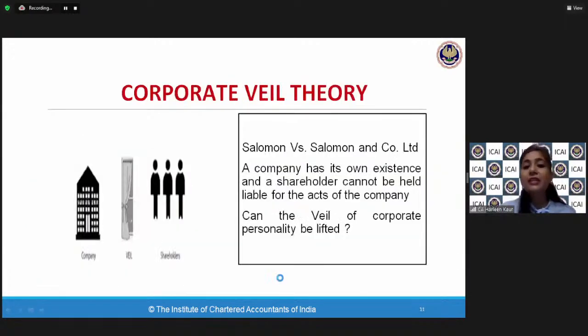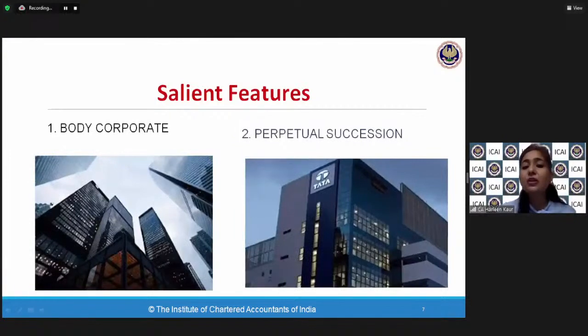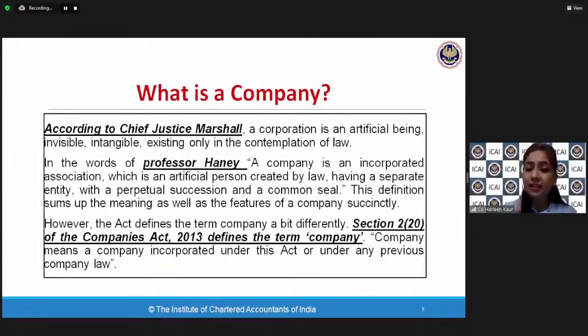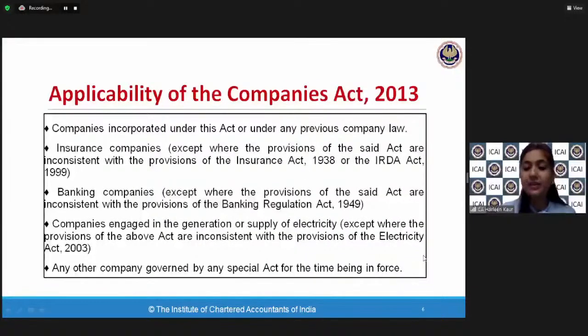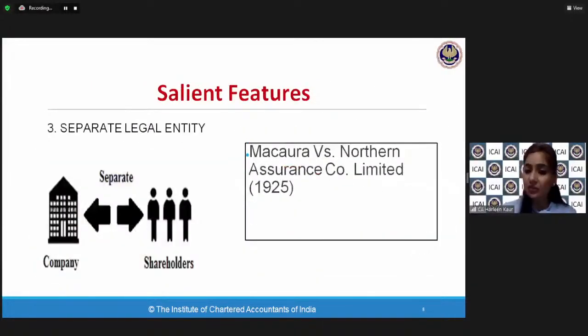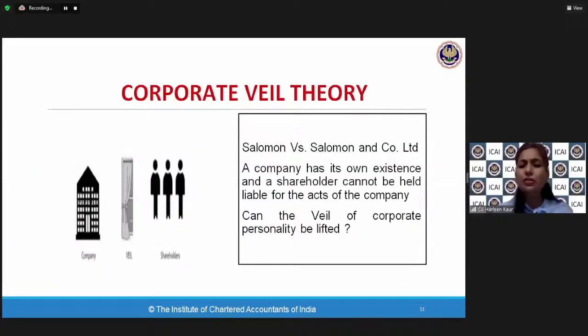Clear? So these are the 6 features which are again very beautifully defined in a definition by Professor Henne. So learn this definition of what is company and these 6 features. Macora versus Northern Assurance. I will just take it from the study material, but let me just give you a small briefing about corporate veil theory also.